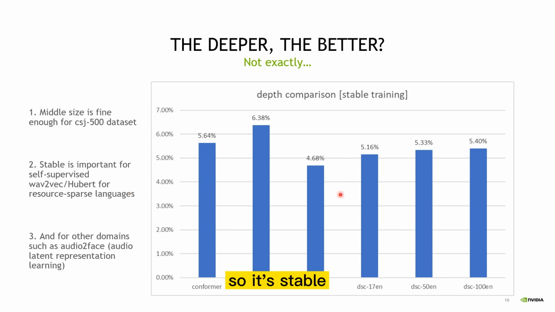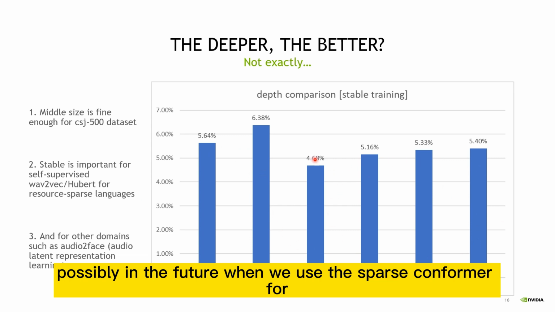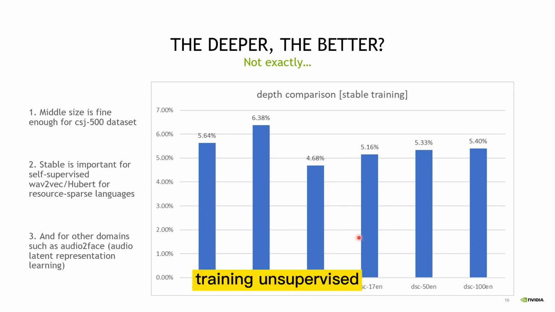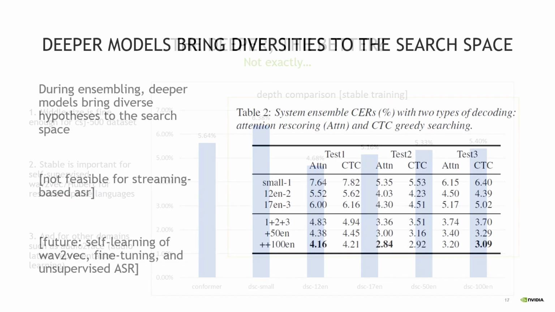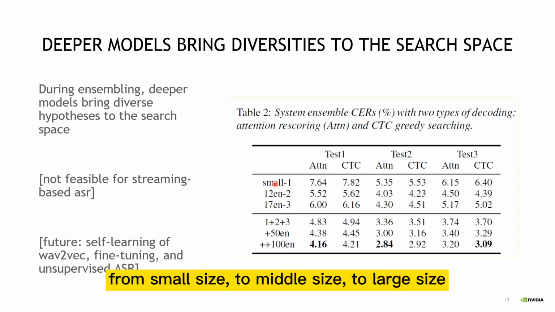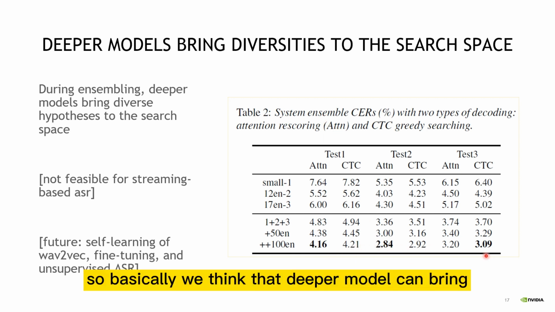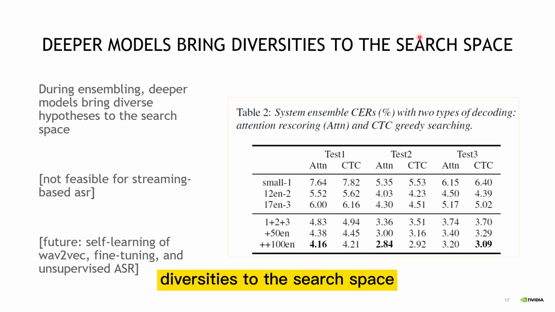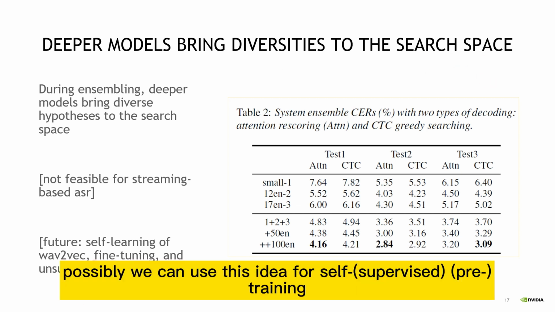So it's stable, possibly in the future when we use this sparse Conformer for training unsupervised wav2vec models. And yeah, so basically we assemble several models together from small size to middle size and to large size, and we see that the accuracy, the CER, drops slightly. So basically we think that a deeper model can bring diversity to the search space. So in the future, possibly we can use this idea for self-training.